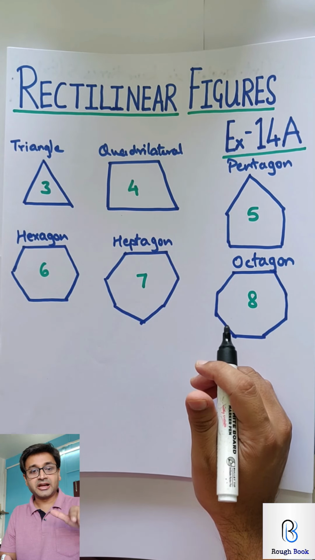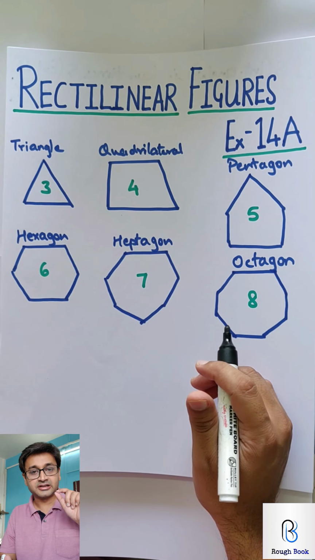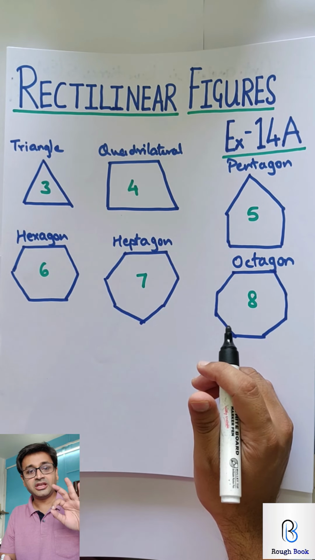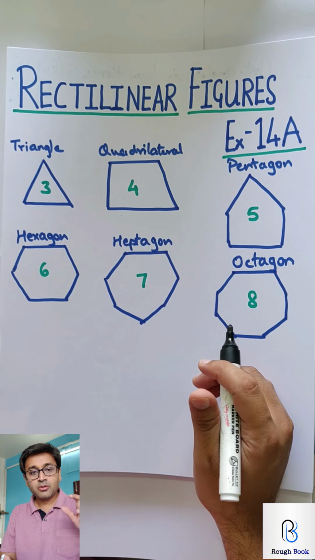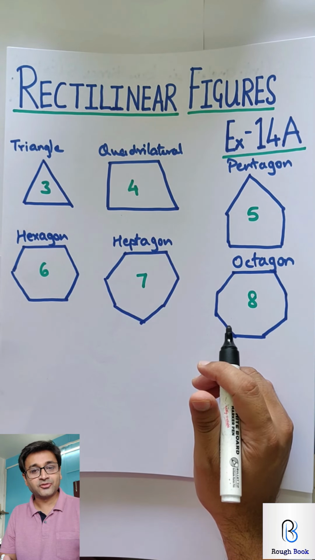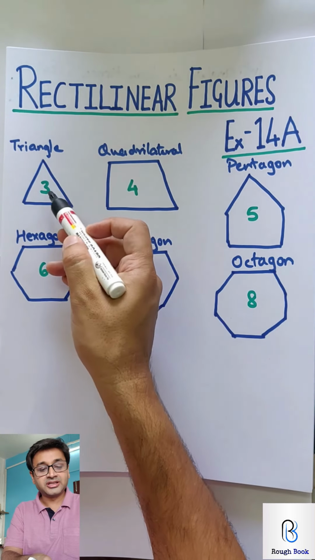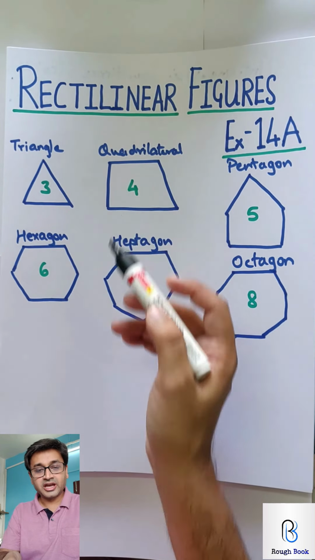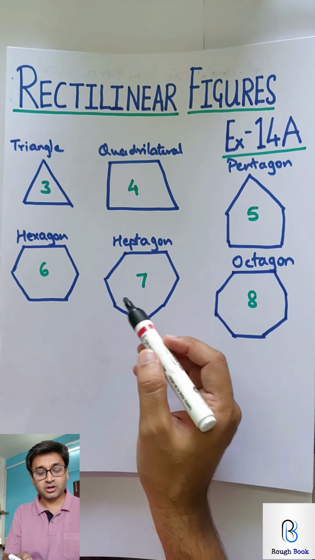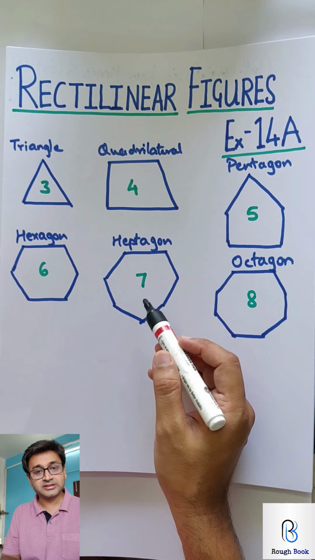So I repeat the entire definition of rectilinear figures. Rectilinear figures are those closed figures which have three or more than three sides. We call all these figures polygons, and then we have special names for these polygons. We already know a three-sided figure is a triangle, four-sided quadrilateral, five-sided pentagon, six hexagon, seven is heptagon or septagon.